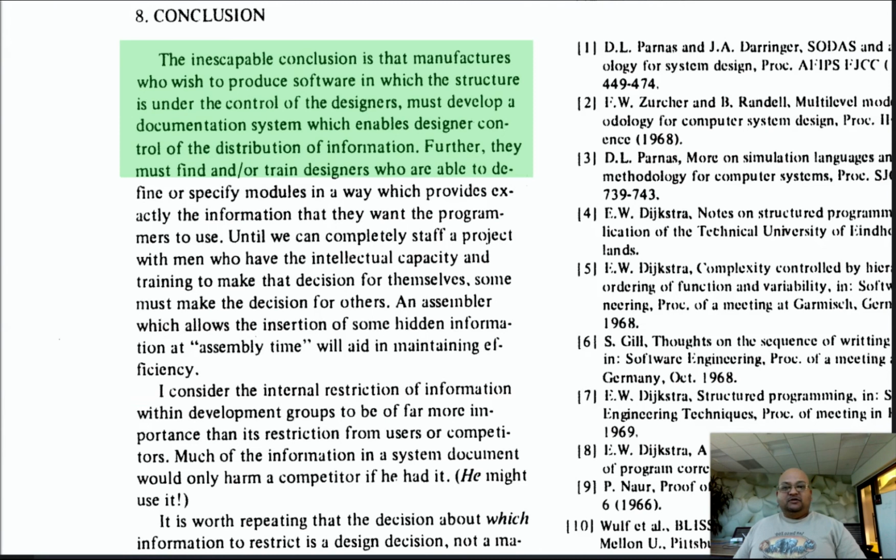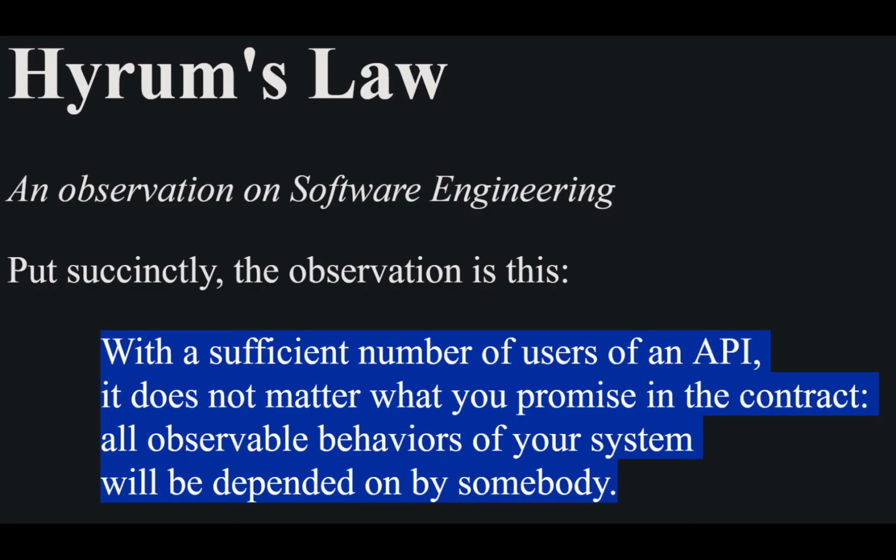So, to conclude, the designer of a system has to explicitly take control of the distribution of information regarding that system, because it is this information that will then be used and depended upon by programmers writing programs against that system. It's very interesting to contrast what Parnas is saying in this paper with something called Hyrum's law.